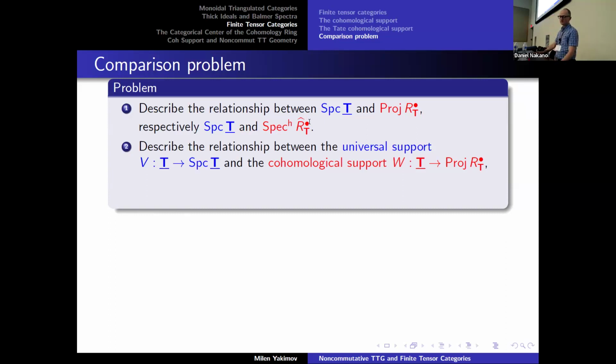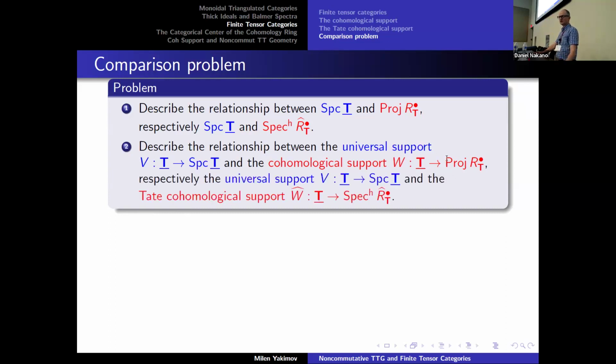On one hand, we have the universal support, and on the other hand, we have the cohomological support. I started dropping closed subsets here, since it's kind of understood. And on the Tate side, we still have the universal support, and we have the Tate cohomological support. So, a perfectly nice question: what's the relationship between the three topological spaces here and the three support maps here?